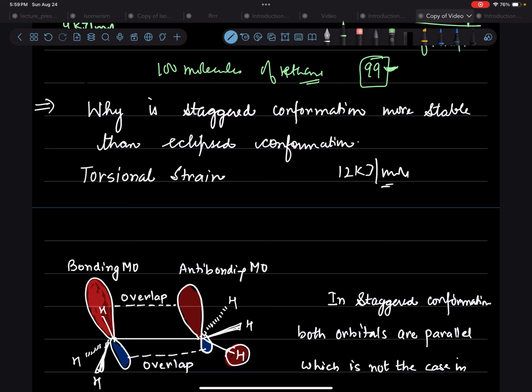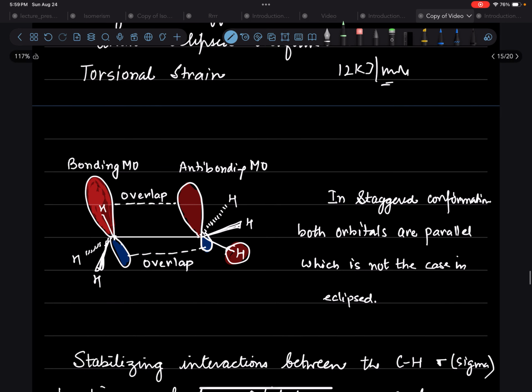So the best explanation to date is the one coming from quantum mechanical calculations. When the ethane molecule adopts the staggered conformation, the bonding molecular orbital of a C-H sigma bond and the anti-bonding sigma star molecular orbital of another C-H bond are parallel to each other. Since they are parallel, a good overlap is possible between them, because of which the energy of the system decreases and the stability of the system increases.